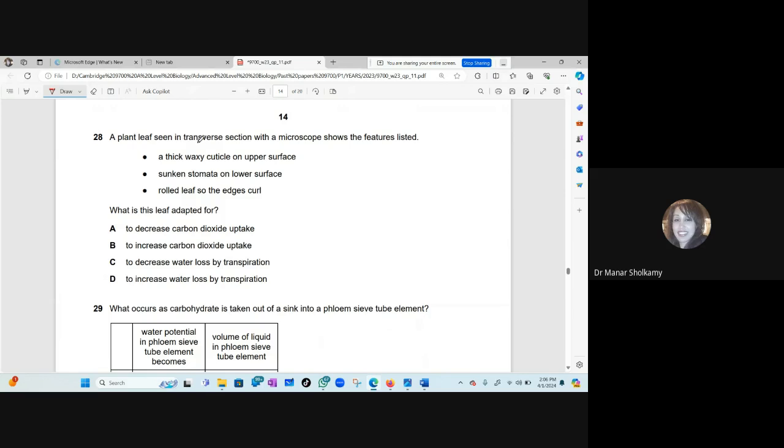A plant leaf seen in a transverse section with a microscope shows the features: a thick waxy cuticle, sunken stomata, rolled leaf. Now this is easy. Mariam, what is this leaf adapted for? To decrease carbon dioxide, increase carbon dioxide, decrease water loss by transpiration, or increase water loss by transpiration? Mariam: Increase water loss by transpiration. Sorry, decrease. Yes. Okay.